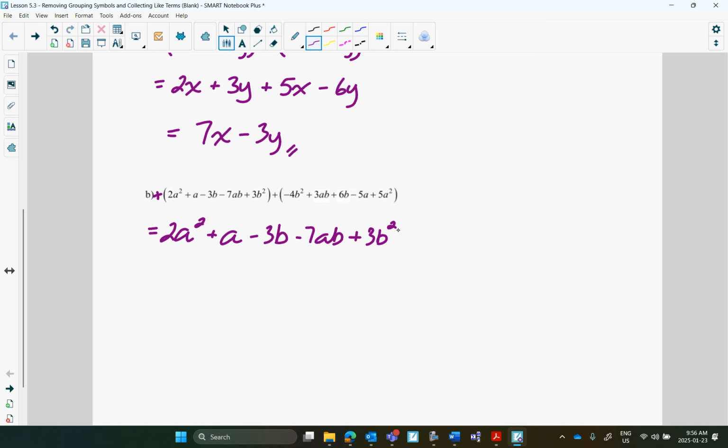There's another plus in front of the second set of parentheses. So again, I've got to apply the plus to everything. It's not going to change any signs. Plus negative is negative 4b squared. Plus plus stays as plus. Plus plus again stays as plus. Plus negative stays negative. And plus positive stays positive. So notice it's just the same thing, just take out the parentheses.